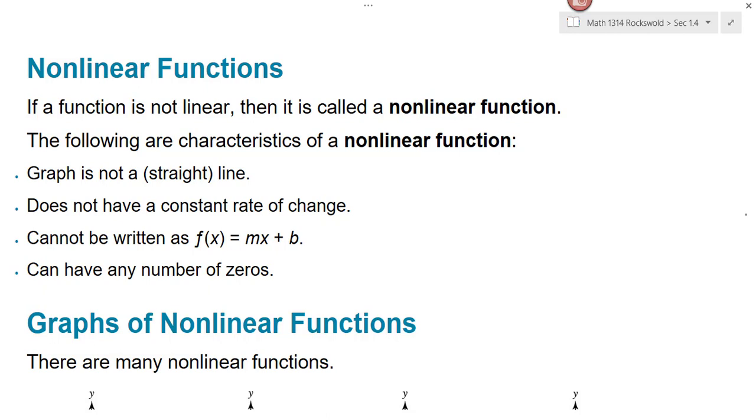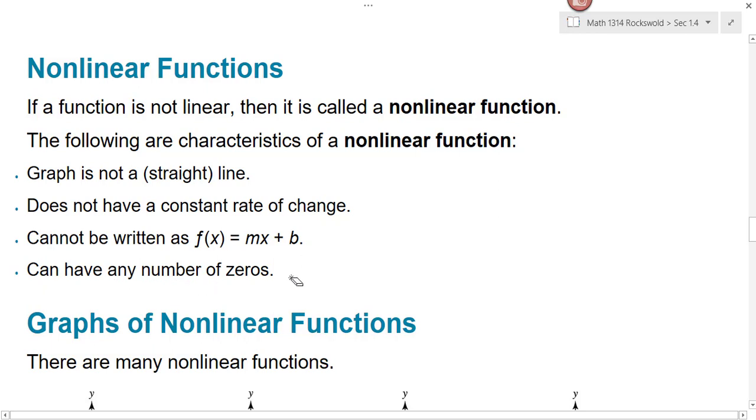The following are characteristics of nonlinear functions. First of all, the graph won't be a straight line. Only linear functions have a graph that's a straight line. It does not have a constant rate of change. It has a variable rate of change. It cannot be written in the form y equals mx plus b, and it can have any number of zeros, not just one.